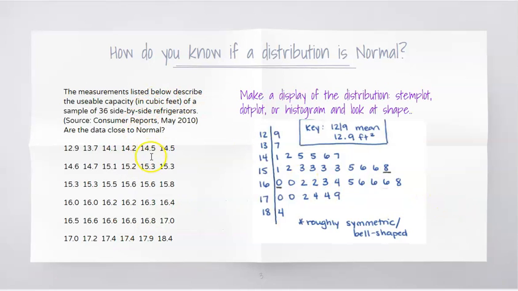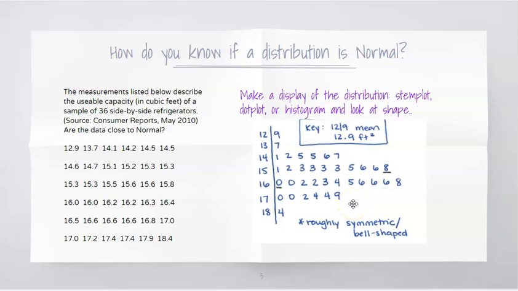All right, so let's use this example throughout the slideshow just to kind of show you what we can do. The measurements listed below describe the usable capacity in cubic feet of a sample of 36 side-by-side refrigerators. Are the data close to normal? So here's the cubic feet usable capacity of these guys. So we need to know, is it normal?